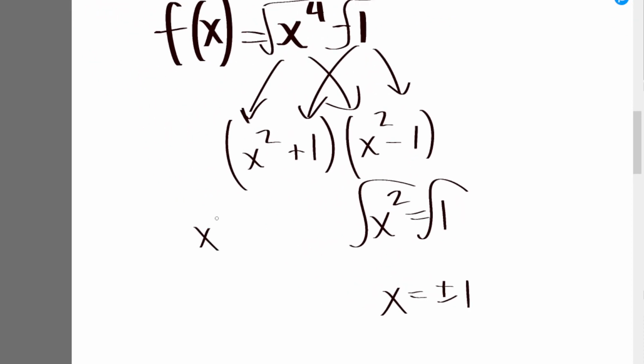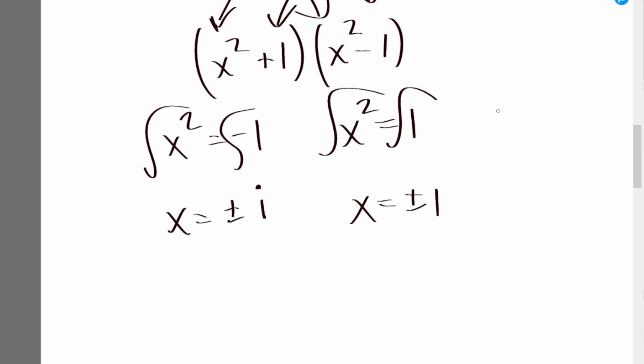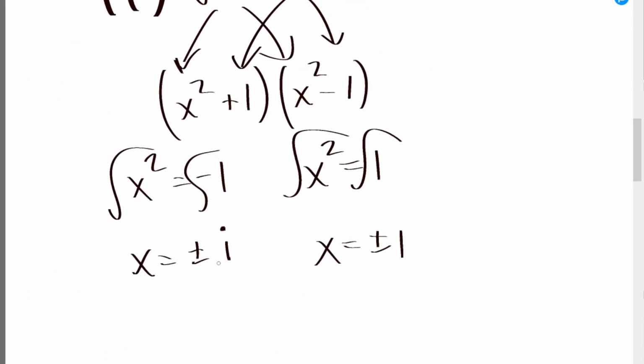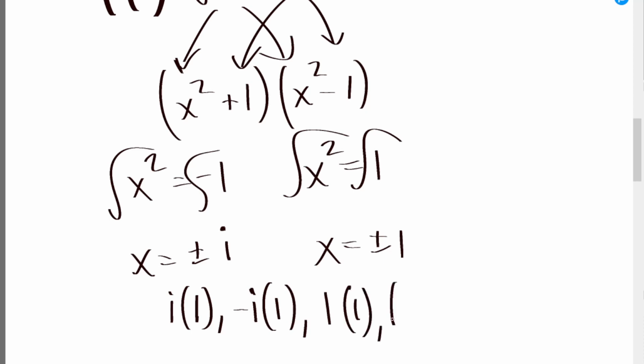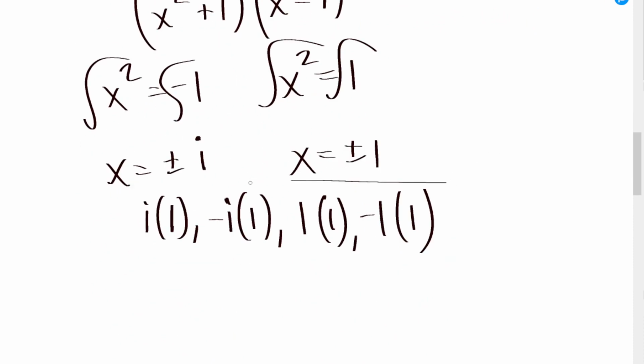And then for this one, it's a little bit meaner because we have to deal with some imaginary numbers. Not irrational, it's just imaginary. And so we'll square root both sides, and we'll get x is equal to plus or minus i, because i is equal to the square root of negative 1. So those are your zeros, and the multiplicity of each zero is just 1. So i, 1, negative i, 1, 1, 1, negative 1, 1. And that would be your answer for 25.